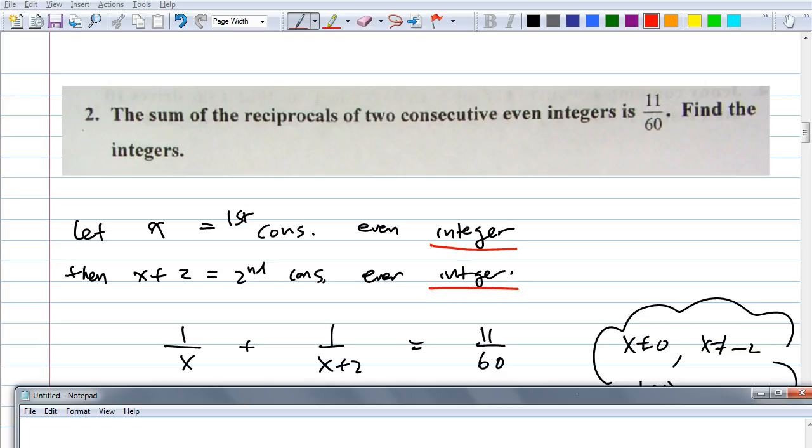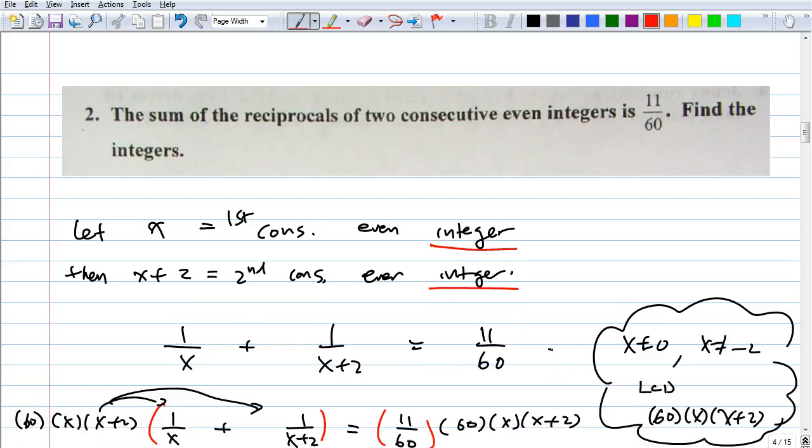And I even wrote down my restrictions just to remind me that if I get 0 or negative 2 as my answer, I can't use those, right? What's my LCD? 60x. Raise your hand. What's my LCD? Alvin, what's my LCD? That's correct. So you're going to multiply both sides by that, right?